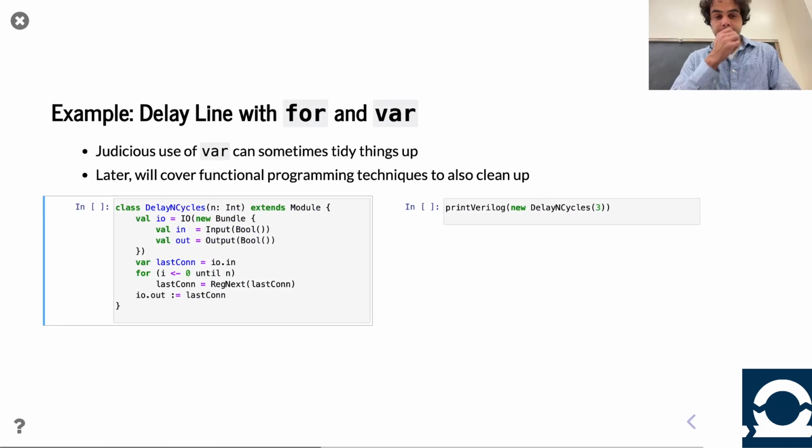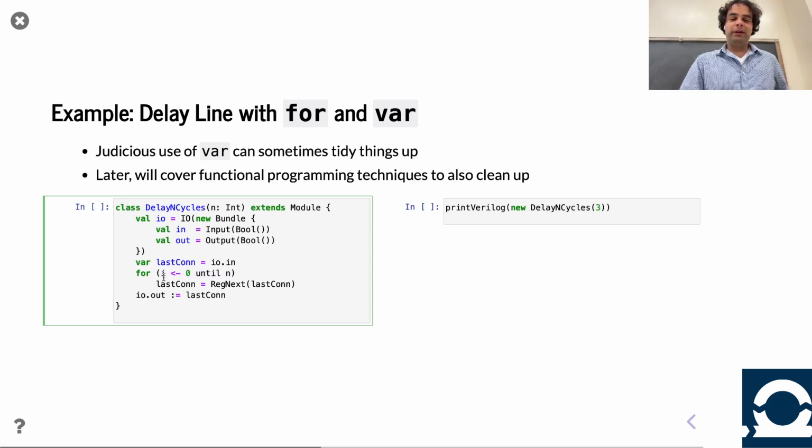Well, what if you're bringing in var? Which I tell you to be careful with. This is one of those cases where maybe it makes life a little easier. Sometimes with a careful use of var, we can make it a little bit easier. So I say, you know what? Let's keep this last connection, and set it initially to whatever io.in is. Okay. Then I'm going to iterate through all the elements. And notice I don't even bother making a Seq.